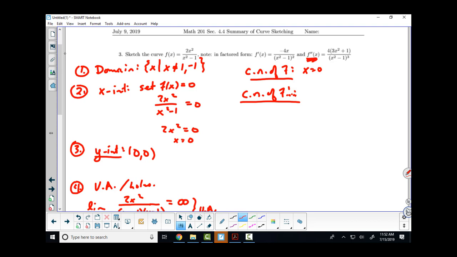Okay, so where is it undefined? At 1 and negative 1. But I'm not going to include those because they were already excluded from the domain. So what else could happen? The second derivative could be 0. When would that happen? Well, that would happen when 3x squared plus 1 equals 0, right? But that happens when 3x squared equals negative 1, or when x squared equals negative 1/3. Does that ever happen?